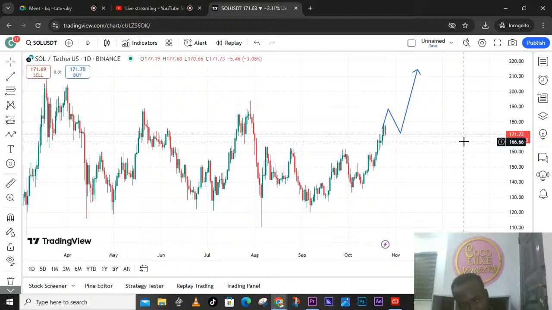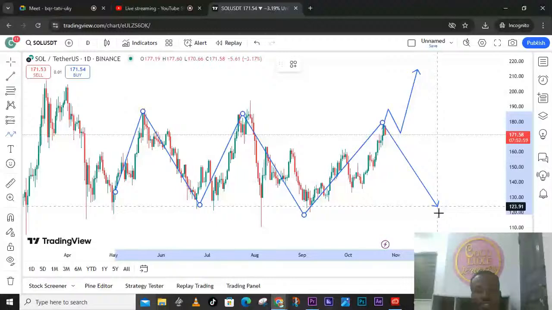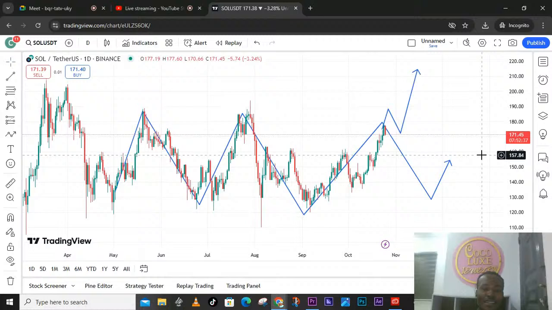You understand? If it's coming to this level again in the future, we are expecting it to do what? Sell. But it might break that level and we'll be wrong, right? That will end up being a losing trade. Do you understand where I'm going with this? So it might break the level upward. So I can't say this is the reason why it's right, because the market is dynamic.